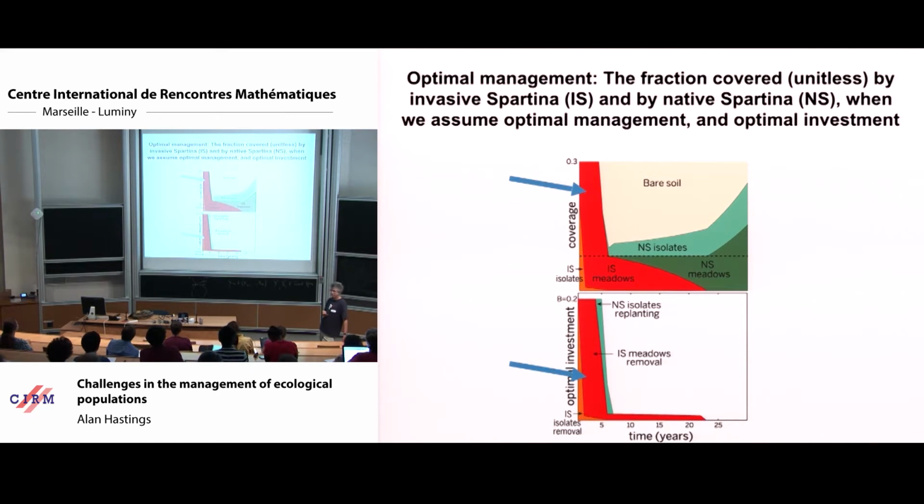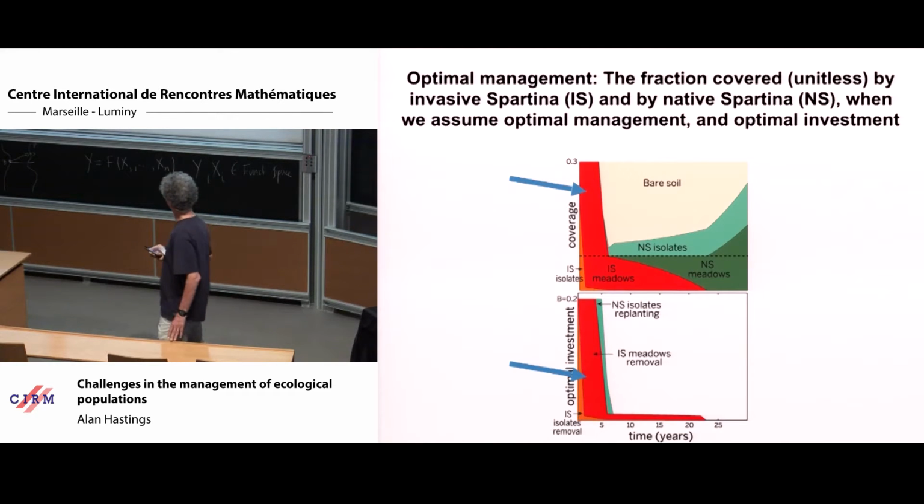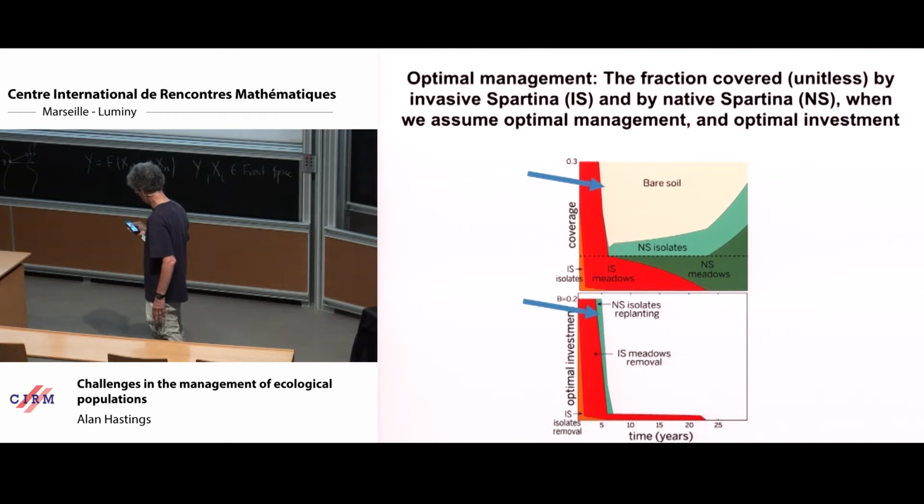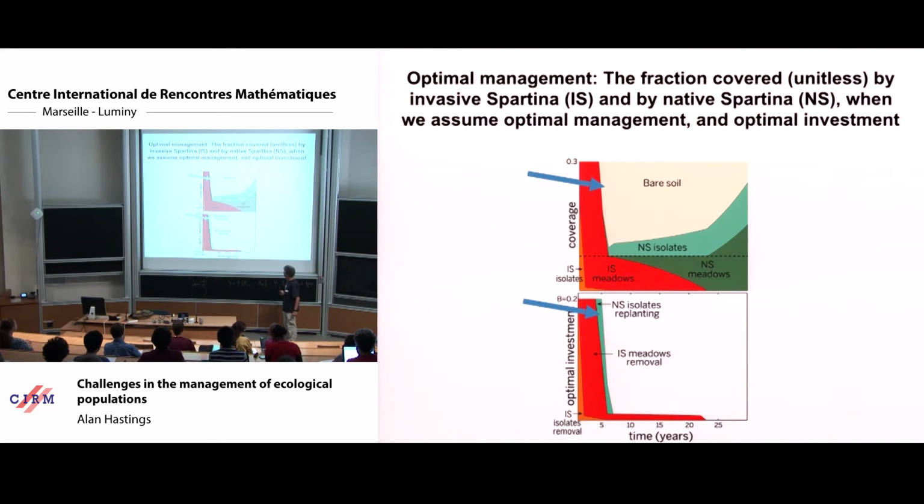IS stands for invasive Spartina, NS stands for native Spartina. And at that point, it's mainly invasive meadows, and there's very little of the native meadows around. So then you go through a stage where you start replanting the native isolates so that they can start to take over and replace the invasive meadows once they turn into meadows.